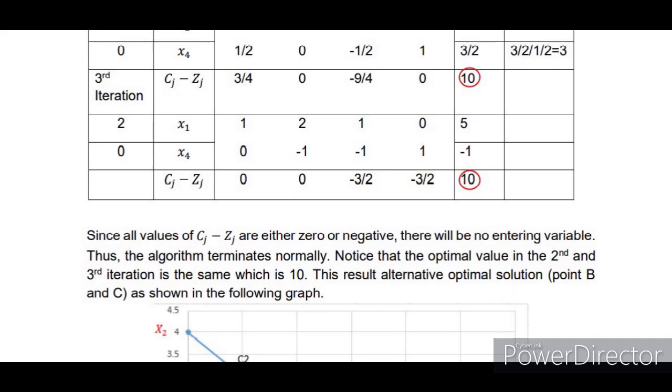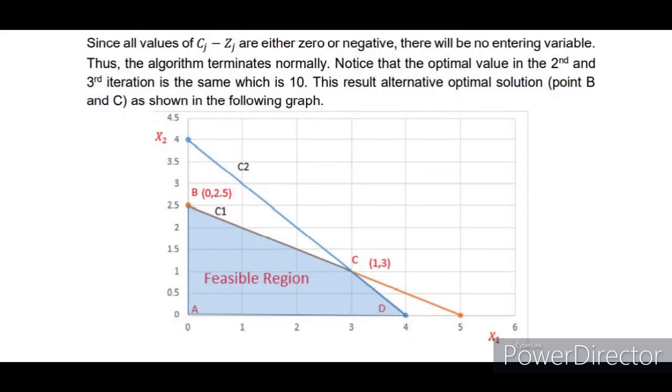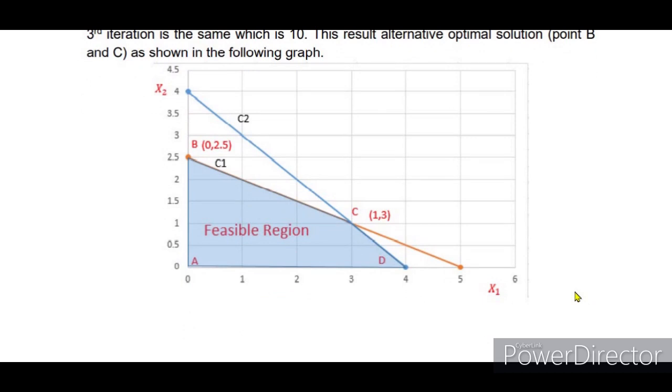Point B and point C as shown in this graph. So you notice that this point B and point C are both optimal solutions. So we call this condition alternative optima. Okay.